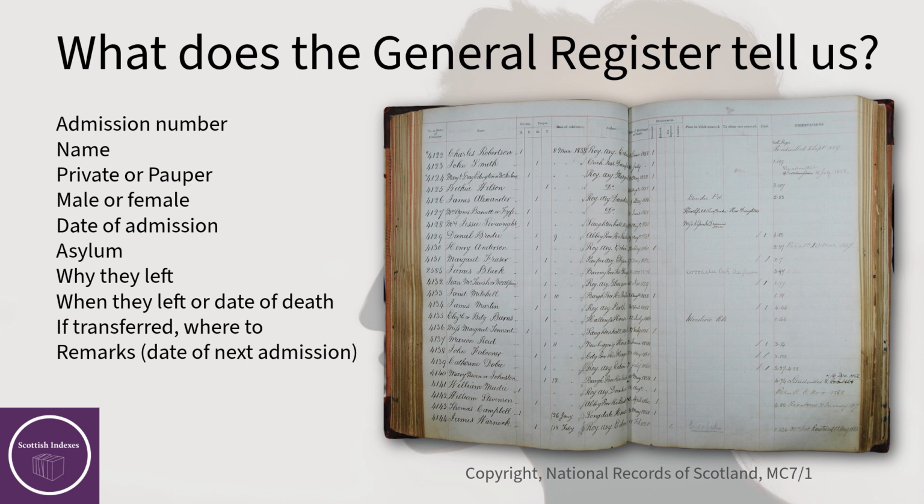We see a note in the final column if they were readmitted. This volume gives us the key dates of admission, of transfer, of release, and death. But it doesn't tell us why our ancestors were in the asylum. However, what we can do is use this as a finding aid to more interesting records.